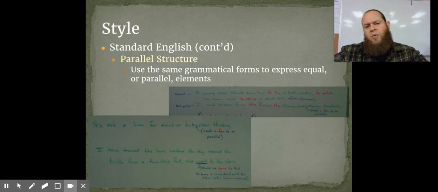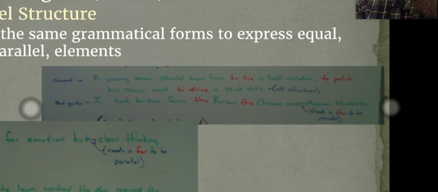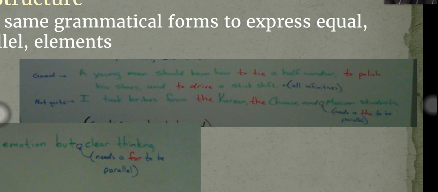But we want to make sure that our structure is always parallel, right? So, a young man should know how to tie a half Windsor, that's a knot, to polish his shoes, and to drive a stick shift. Those are all infinitives, so it works, it tracks, it sounds great, right? To tie a half Windsor, to polish his shoes, to drive a stick shift.